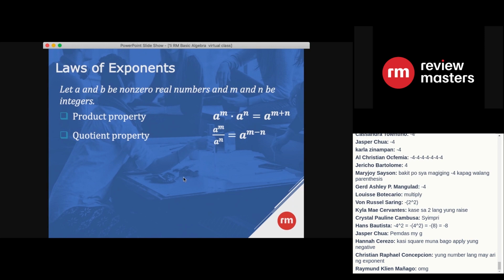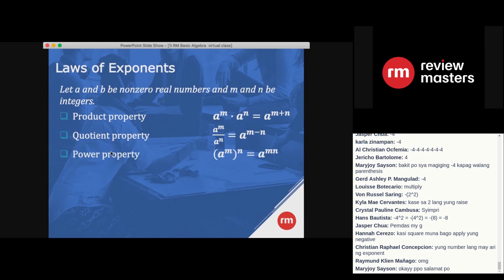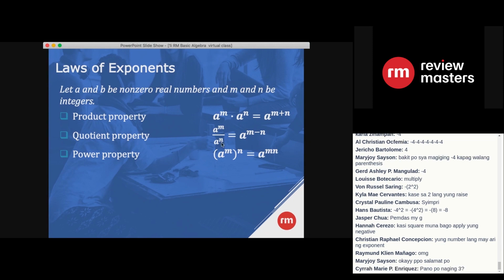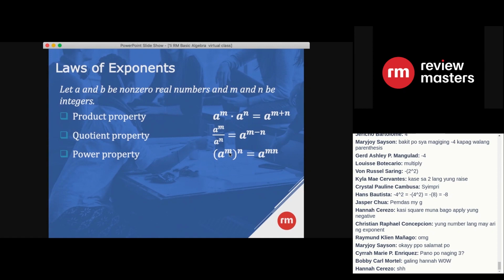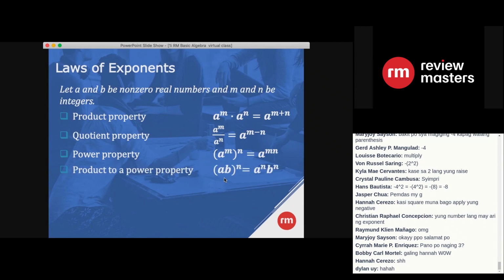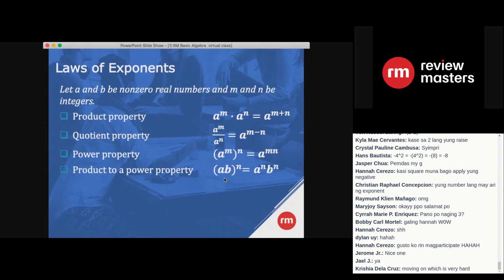Okay. Moving on. So quotient property, A to the M over A to the N, if it is division, you subtract N from M, so that is A to the M minus N. Power property, A to the M raised to the N, you have to multiply M and N, that will become A to the MN. Product to a power property, AB raised to the N, so you have to distribute N to each one inside the parentheses. So this will become A to the N times B to the N.